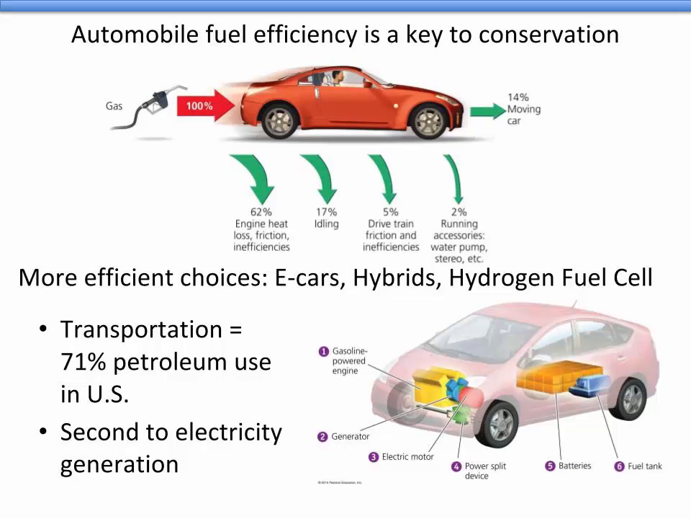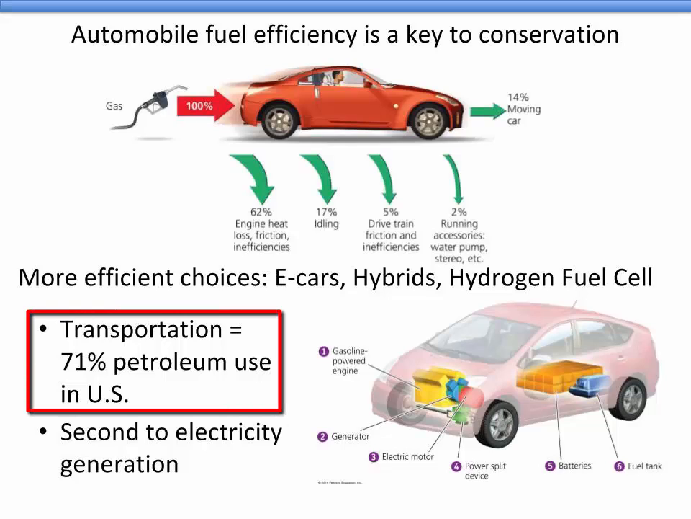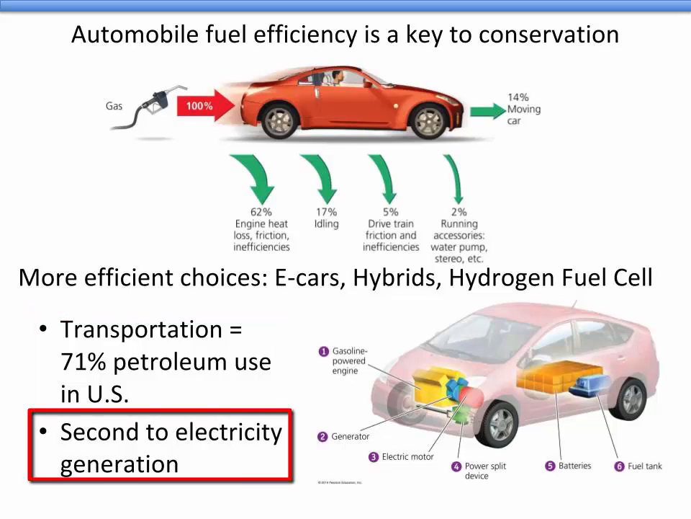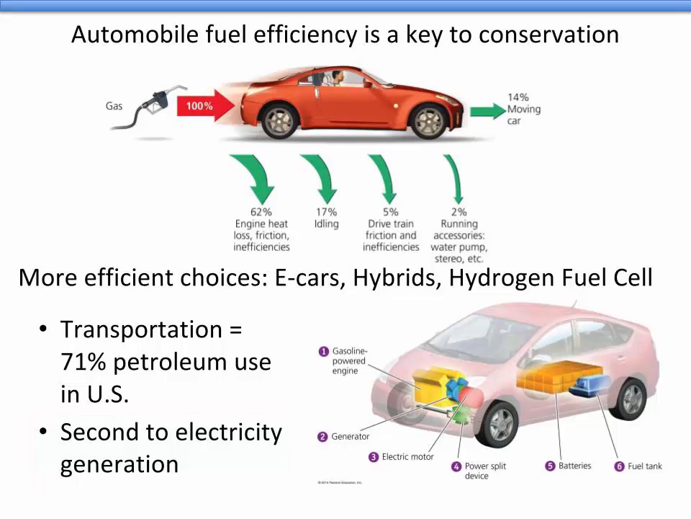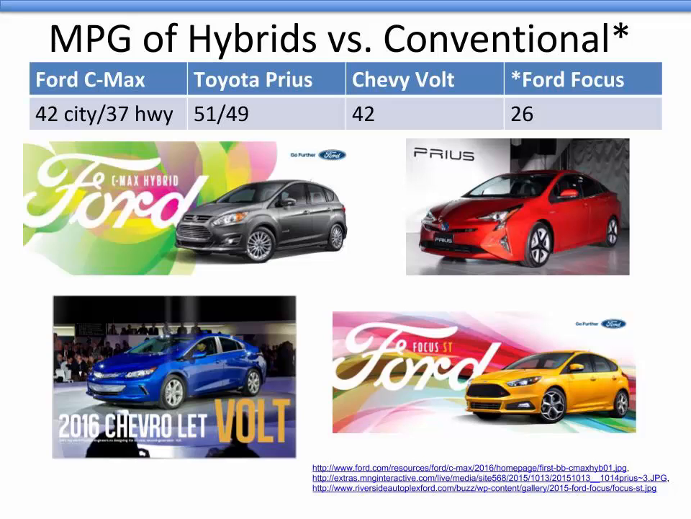According to the U.S. Energy Information Administration's last annual energy review, the transportation industry consumes 71% of all the petroleum resources in the U.S. and is the second largest energy-using sector, behind only electric power generation. These facts about energy inefficiency of traditional vehicles make it clear that automobile fuel efficiency is a key place where we can conserve energy. Hybrid cars have high fuel efficiencies.